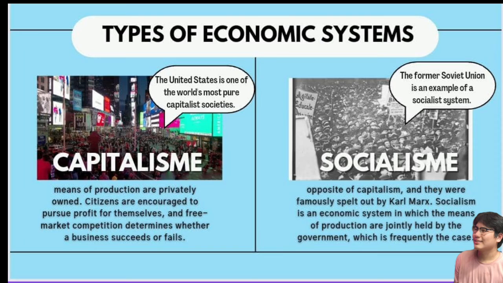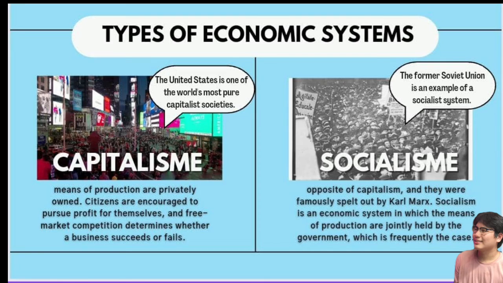Next, there are two types of economic system. You have probably heard of capitalism and also socialism, but do you know what they are? Capitalism technically means the means of production are privately owned. This means that citizens are encouraged to pursue profit for themselves. Here's a little fun fact for you all: did you know that the United States is one of the world's most pure capitalist countries?